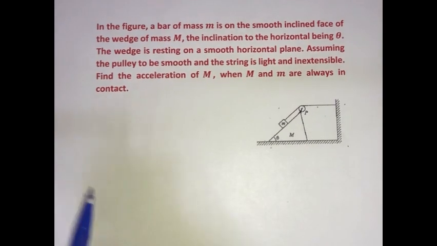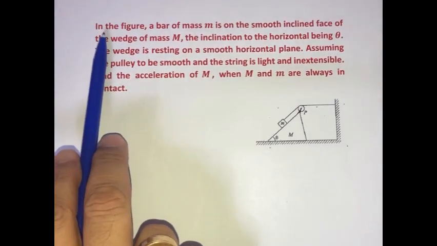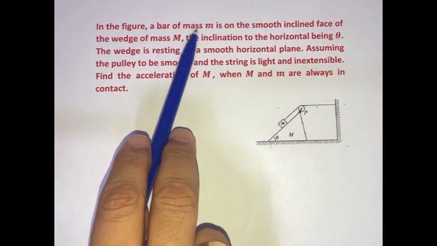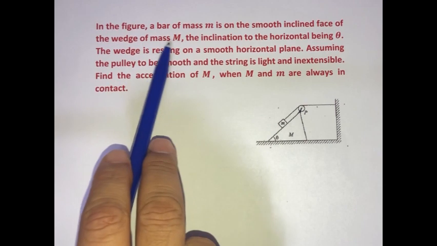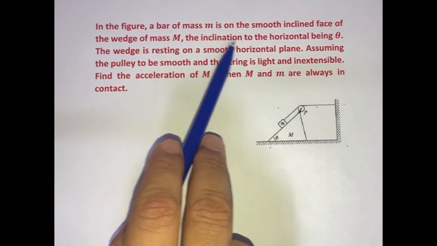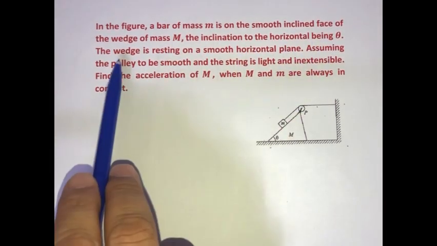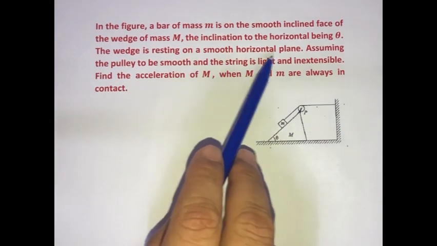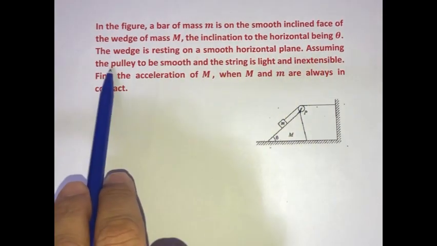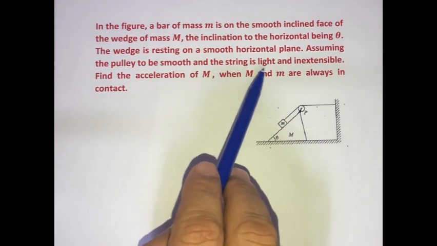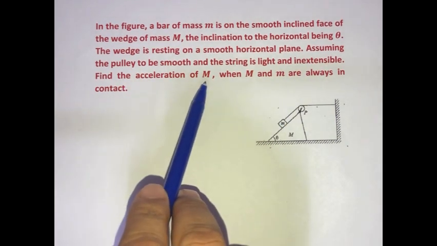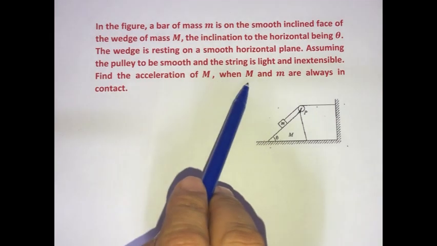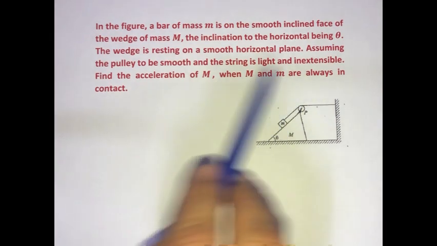Hello friends. So in today's question, in the figure, a bar of mass small m is on the smooth inclined face of the wedge of mass capital M. The inclination to the horizontal being theta, the wedge is resting on the smooth horizontal plane. Assuming the pulley to be smooth and the string is light and inextensible, find the acceleration of mass capital M or wedge M when M and small m are always in contact.